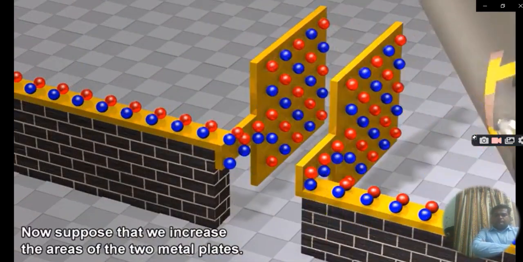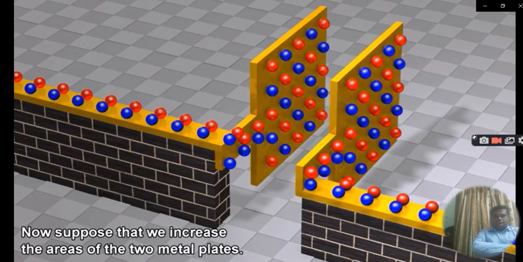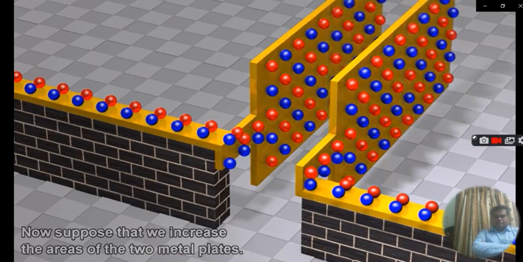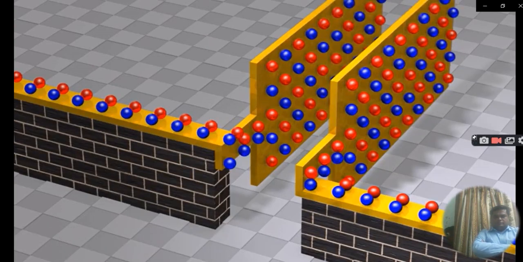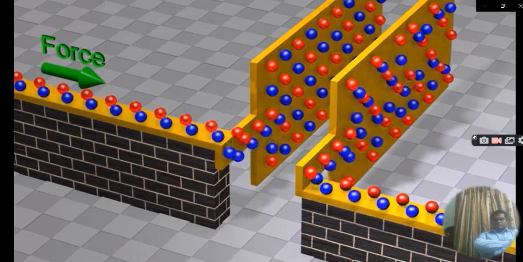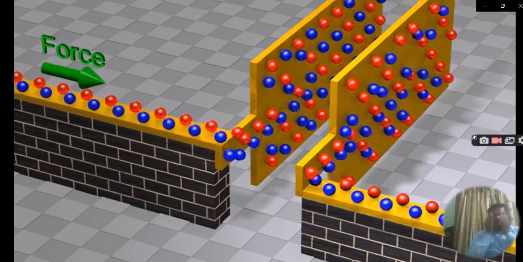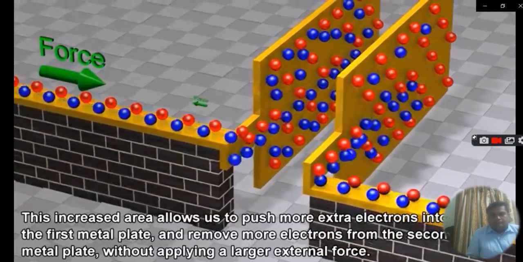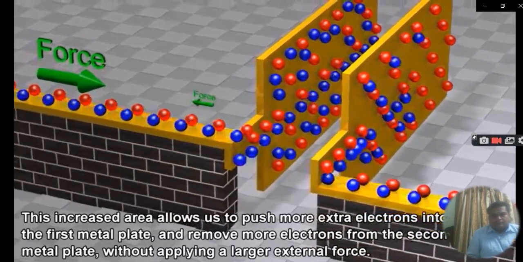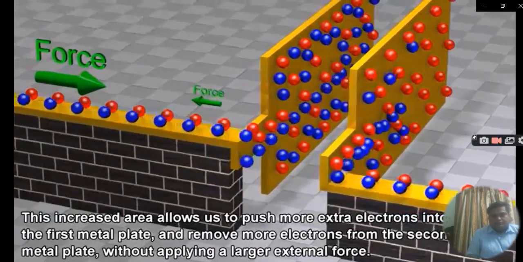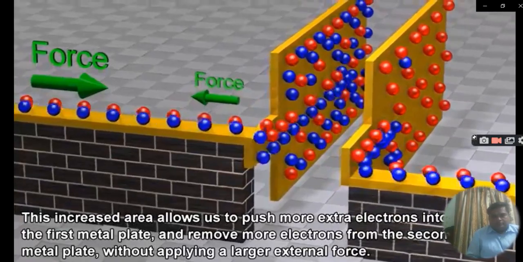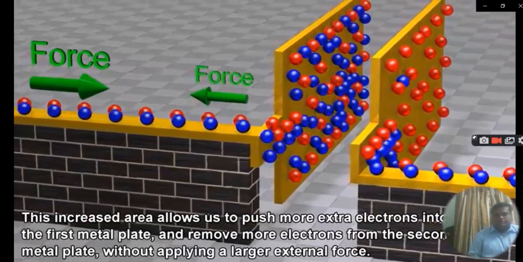Now suppose that we increase the areas of the two metal plates. This increased area allows us to push more extra electrons into the first metal plate and remove more electrons from the second metal plate without applying a larger external force.